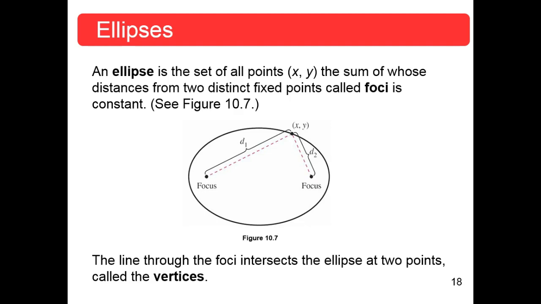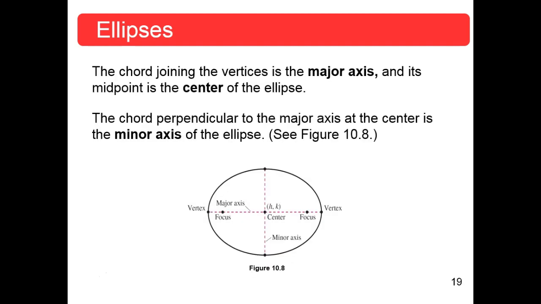The line through the foci intersects the ellipse at 2 points. They're saying this line, there's a vertex, there's a vertex. Now, I call those the major vertices, but the major axis goes through those. The center of the ellipse is the midpoint of that major axis. The minor axis is then the perpendicular line to the major axis that also intersects those.